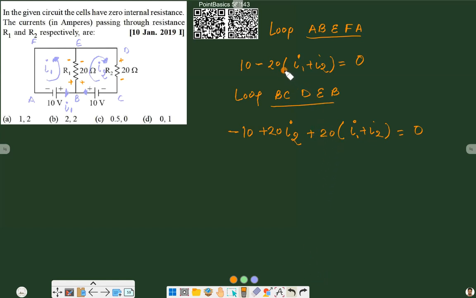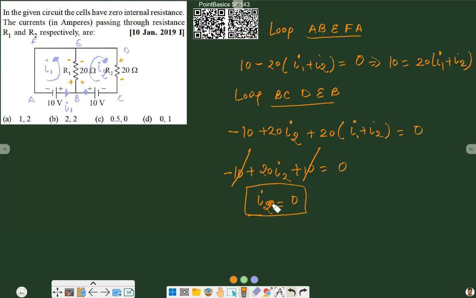If we slightly adjust this equation, then from the first loop we can write that 10 is equal to 20 times I1 plus I2. So minus 10 plus 20 I2 plus 10 is equal to 0. The 10s cancel, and from this I2 is equal to 0. And if I2 is equal to 0, then 20 I1 is equal to 10 and I1 is equal to half, or 0.5. So option C will be the right answer.